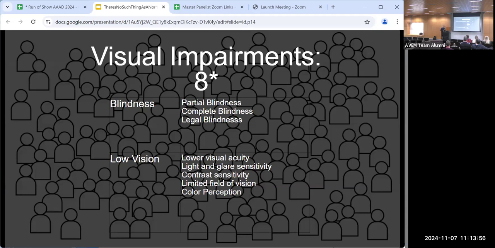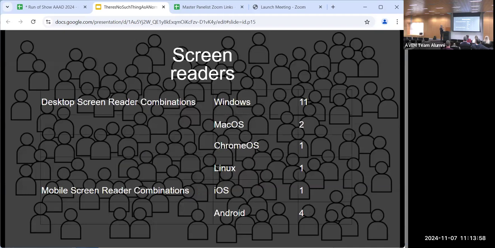So the types of assistive technologies that these users use are going to be a couple of different things. First off, could be screen readers. And so there are 11 screen reader combinations for Windows, 2 for Mac OS, 1 for Chrome OS, 1 for Linux. And then on mobile, iOS only has 1, of course, it's VoiceOver. Android has 4. And anything other than the normal Android TalkBack, all the rest of them are crap, but there's still 4 of them, and we have to consider those.